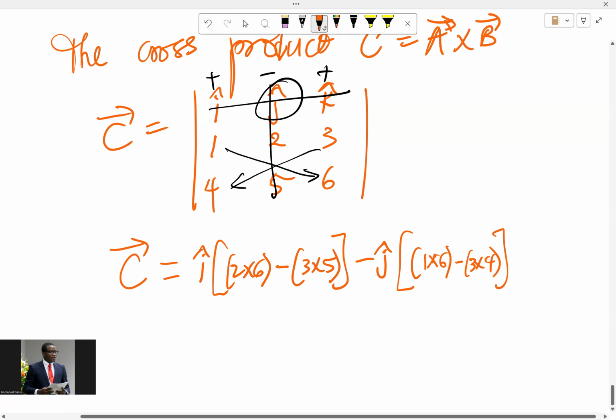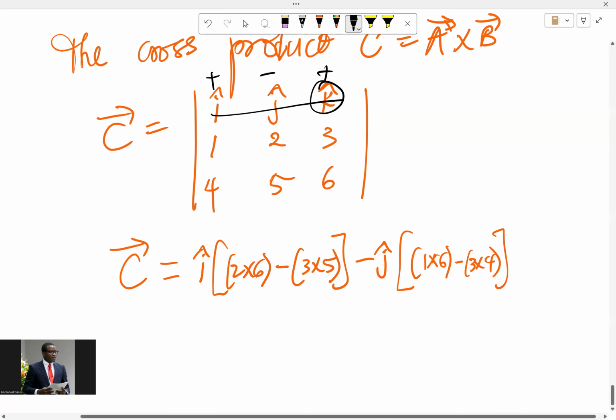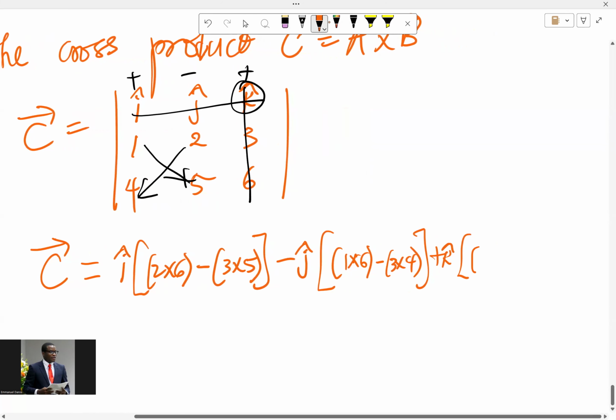Then finally, our focus shifts to K. So we have K in focus, delete the row and the column, and then you have 1 times 5, 2 times 4. But K has a plus on top of it. So you have plus K into 1 times 5 minus 2 times 4, like that.